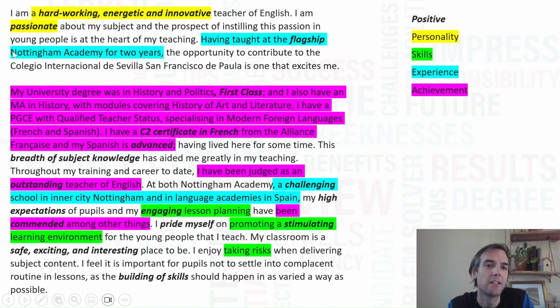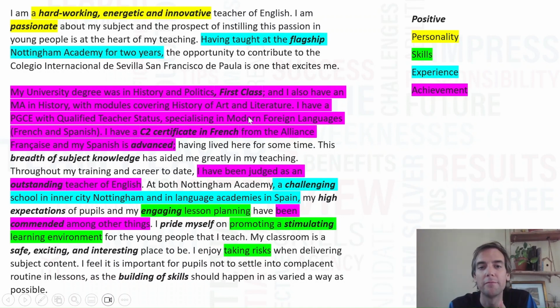We can see positive language, talking about my personality, passionate, my experience where I've taught before at a flagship academy, meaning it's like a leading, innovative academy. It was one of the first academies in England. That's just a secondary school, but now they call them academies because it sounds more like ancient Greece, sounds more philosophical and impressive. I mentioned my achievements or qualifications, and I have a degree.